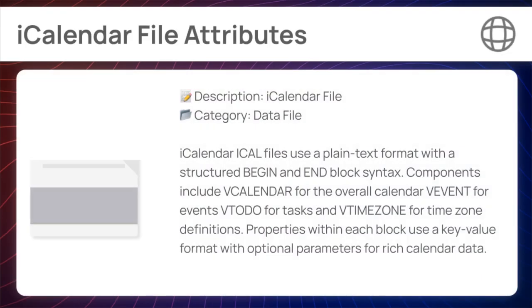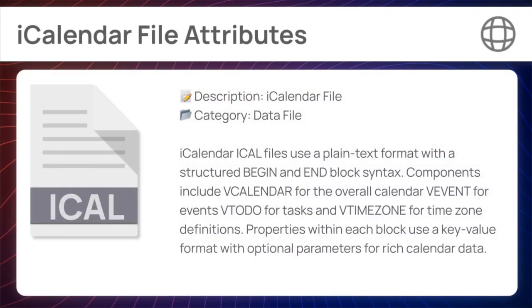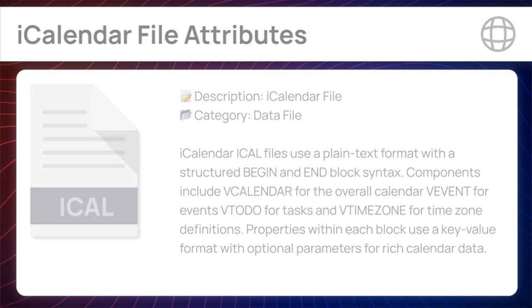Calendar ICAL files use a plain text format with a structured begin and end block syntax. Components include VCALENDAR for the overall calendar, VEVENT for events, VTODO for tasks, and VTIMEZONE for time zone definitions. Properties within each block use a key value format with optional parameters for rich calendar data.